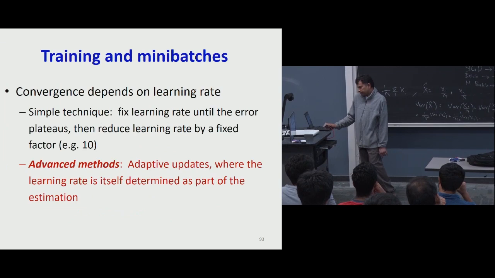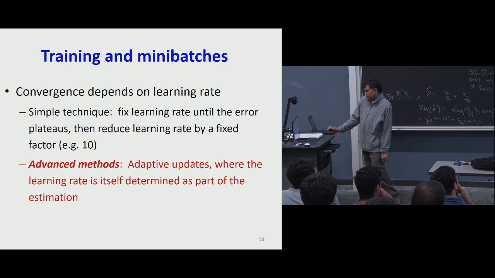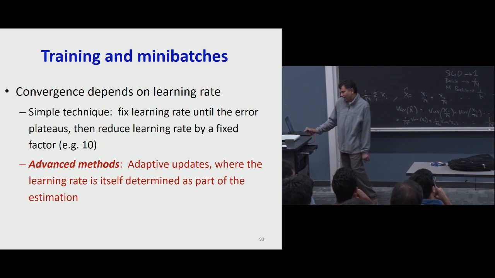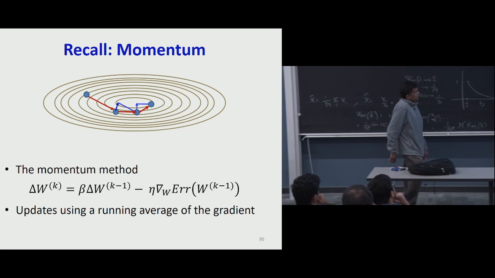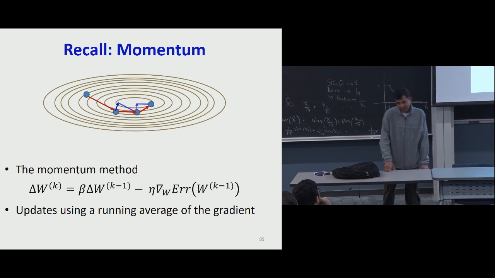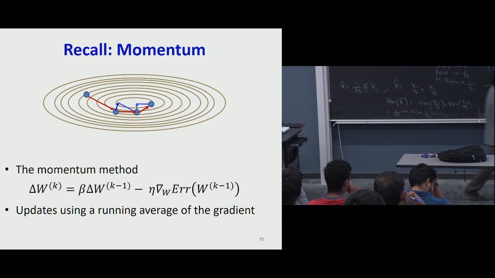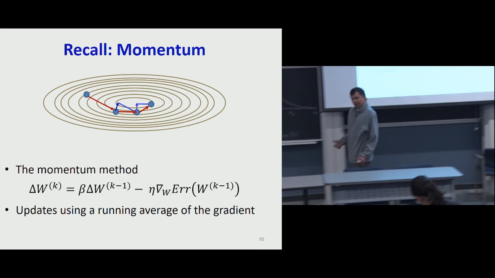Now, convergence depends on the learning rate. The simple technique is that you fix a learning rate till the error plateaus and so on, right? For advanced methods, you use adaptive updates where the learning rate itself is determined as part of the estimation. So let's revisit trend algorithms. We've seen the momentum method. Updates are obtained using a running average of the gradient. We've seen exactly how the momentum method works. At each point, the actual step size is going to be some linear combination of the previous step and the current gradient.